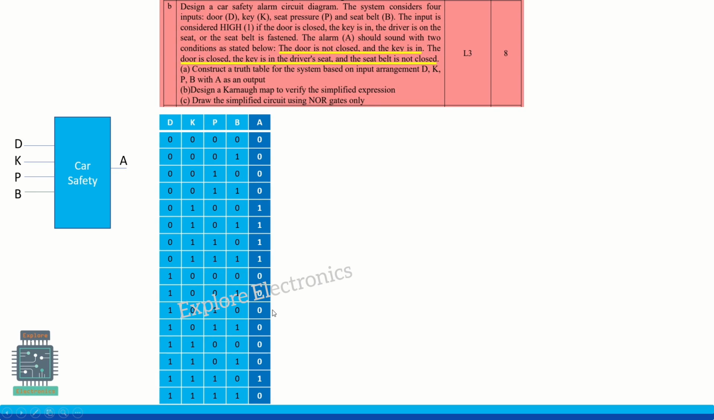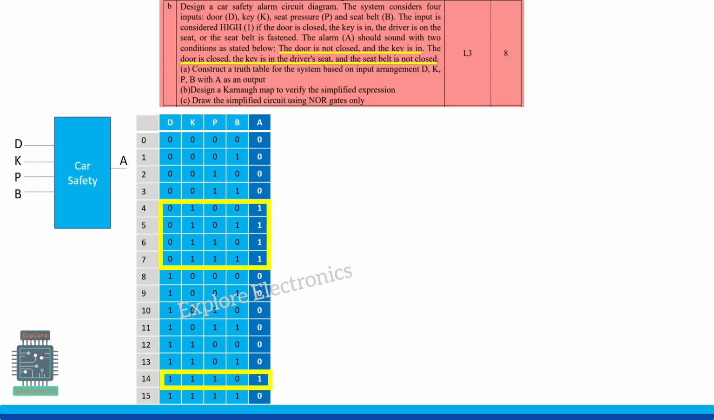If you look at the conditions, when the door is not closed and key is in, it means D is equal to 0 and K is equal to 1, the output will be 1. Similarly, when the door is closed, D is equal to 1, key is equal to 1, driver is in the seat 1 and seat belt is not closed, that is 0, the output will be 1. It means only in these 5 cases the output goes high, meaning the alarm will sound, and in other cases we can consider the output as 0. So for this we need to write the K-map. I am just numbering these rows, it will be helpful while putting them on the K-map.